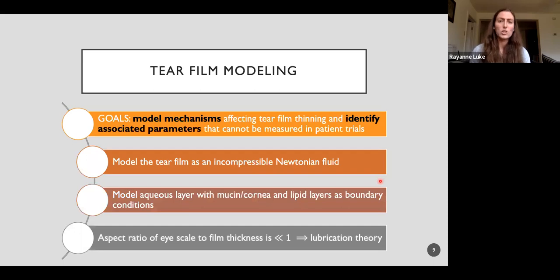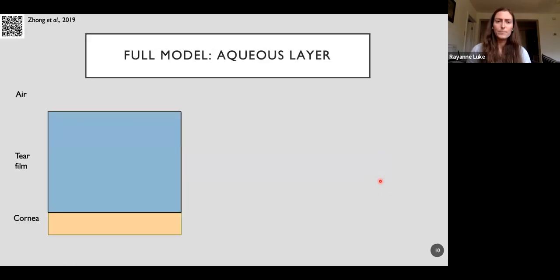And we're going to use lubrication theory to greatly simplify the Navier-Stokes equations, because the aspect ratio comes from the length along the eyes, maybe on the order of a centimeter, whereas I mentioned before, the thickness of the tear film is only a couple microns. So that ratio is very, very small, and we lose a lot of the terms in the full Navier-Stokes equations. Okay, so this full model here was first described by my academic big sister, Lan Zong, in 2019.